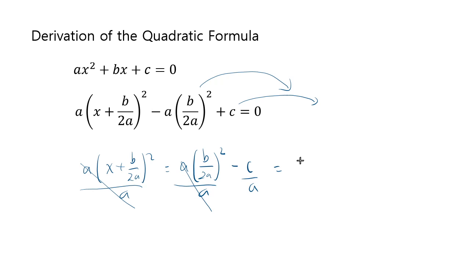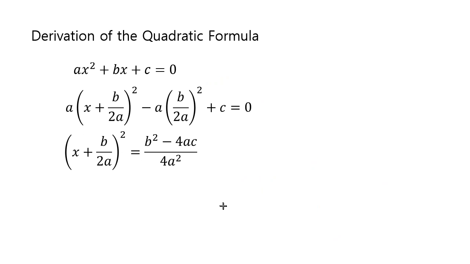And let's do a little bit more calculation here. b over 2a squared will be b squared over 4a squared, because you squared top and bottom. And that tells us that I need to combine these two fractions. In order to do that, I have to make common denominators by multiplying by 4a top and bottom. So we get 4ac over 4a squared. Then we have it as a single fraction, and that will bring us to this.